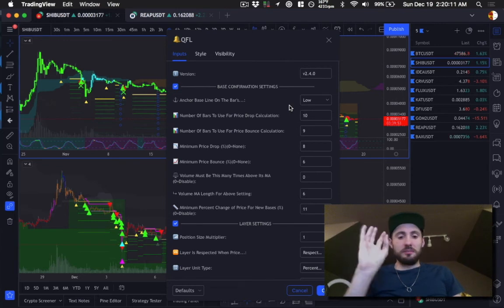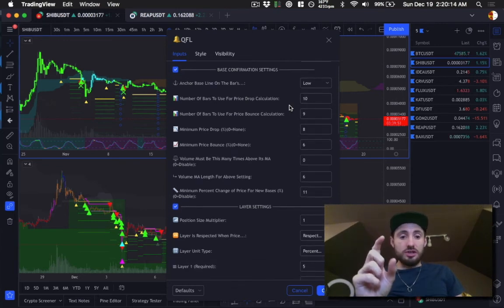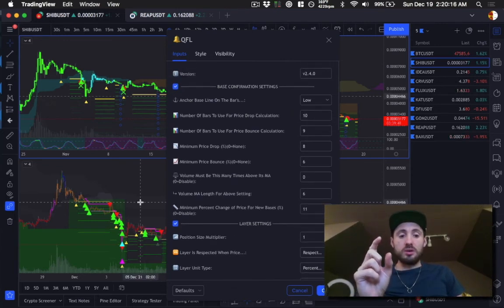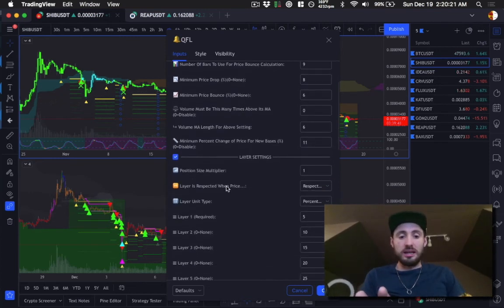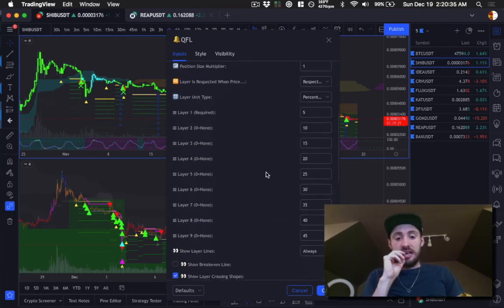Anyways, this is version 2.4, and you just have to see what has been done. For a while it was 2.3, and that was okay. But the moment that he added a position size multiplier, that changed the game. That seriously changed the game.